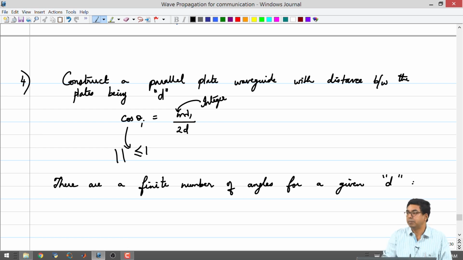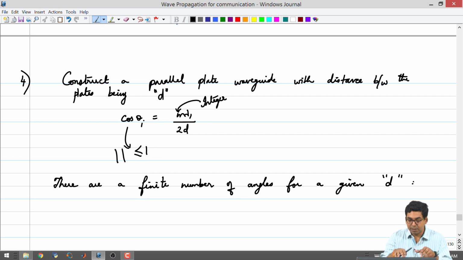Suppose d is given, lambda 1 is given. You can choose values of m which will make the modulus of cos theta I less than or equal to 1. You cannot simply choose m equal to 10,000, 20,000, etc., because m lambda 1 divided by 2d, the modulus, becomes greater than 1. So, this places some constraints. You cannot have any choice of m, you can have only finite choices of m for a given constructed parallel plate waveguide with separation d.